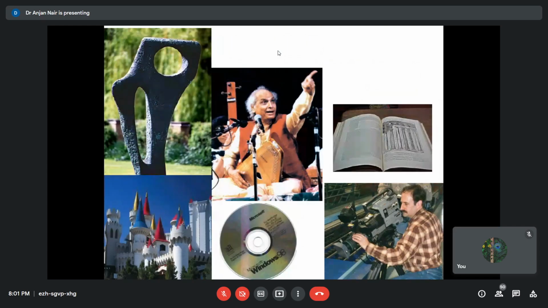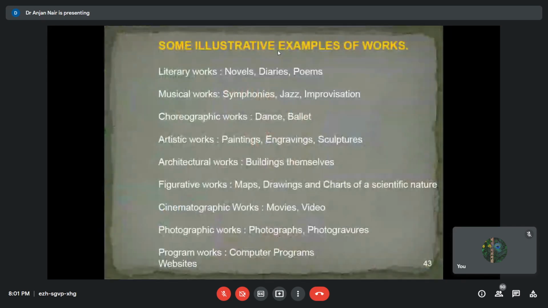These are examples: novels, diaries, dance performances, photographs. I'm sure many of you are good photographers and things like that. So your photographs, you can copyright. The photos that you have taken, very good photos, you can take a copyright.